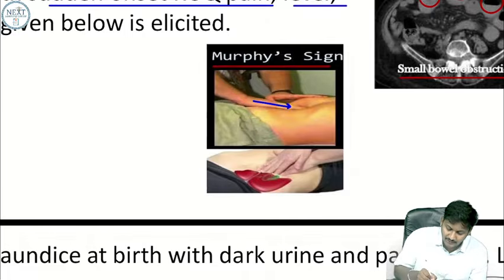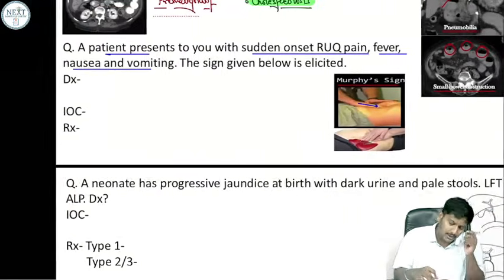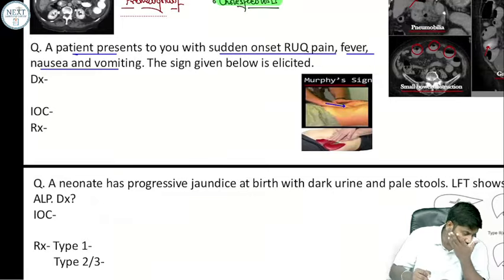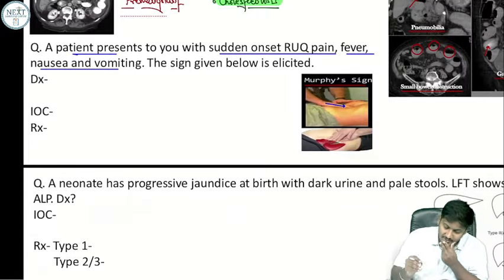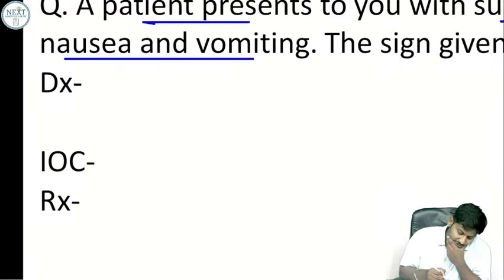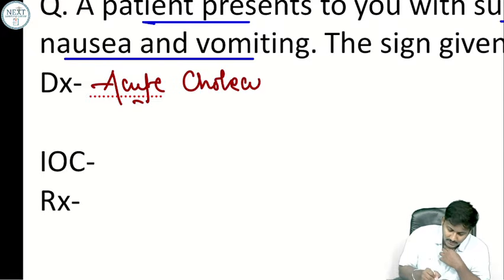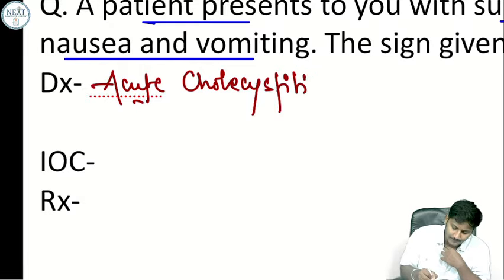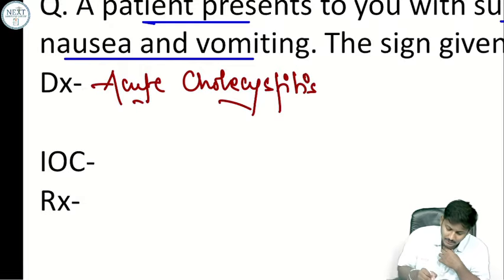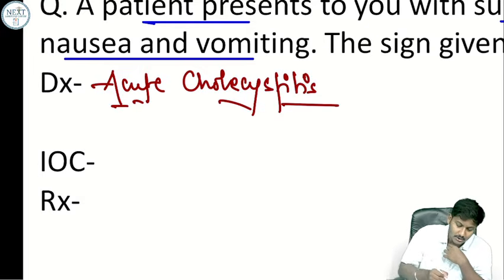We know that if Murphy's sign is positive, beta, it is a classical case of nothing else but, what is the likely diagnosis? I hope all of you are quite aware. Whenever Murphy's sign is positive, along with right hypochondrium pain, fever, nausea, and vomiting, it has to be a classical diagnosis of acute cholecystitis, beta, right? So the classical diagnosis of the patient is nothing else but acute cholecystitis, which is important to be remembered. So remember this a lot.